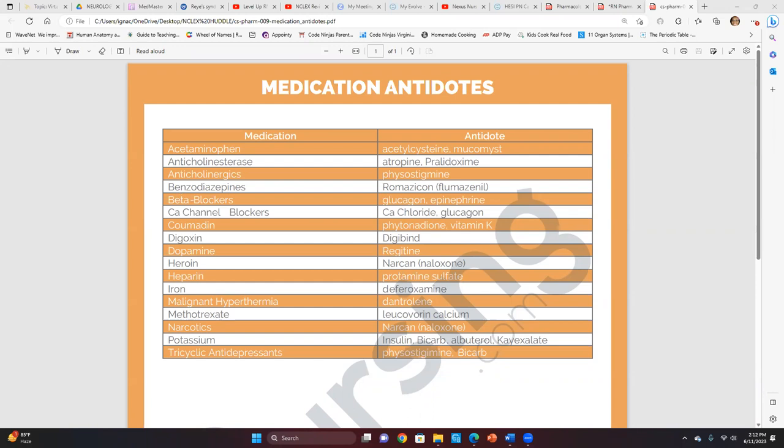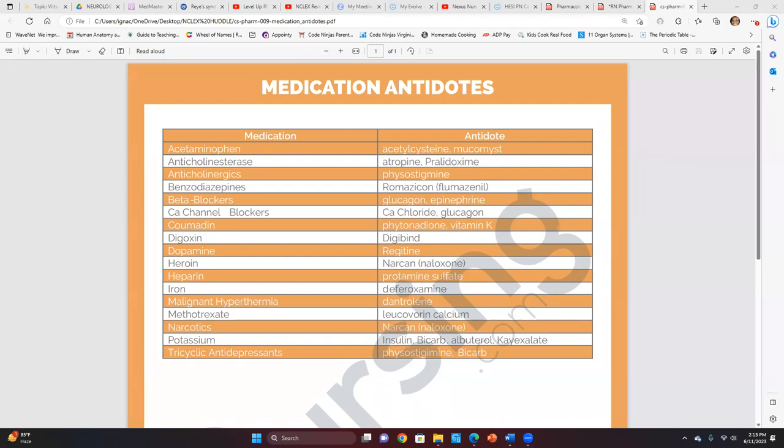I'm not going to read all of them for you because we already talked about some of them, but I'll just mention a few. The medication is magnesium sulfate, the antidote is calcium gluconate. For the medication acetaminophen, N-acetylcysteine is the antidote. For insulin, the antidote is glucagon. Morphine is naloxone, and for other opioids, naloxone. For high potassium, we can give insulin via IV and sodium polystyrene sulfonate. For benzodiazepines, the antidote is flumazenil. And for methotrexate, the antidote is leucovorin.